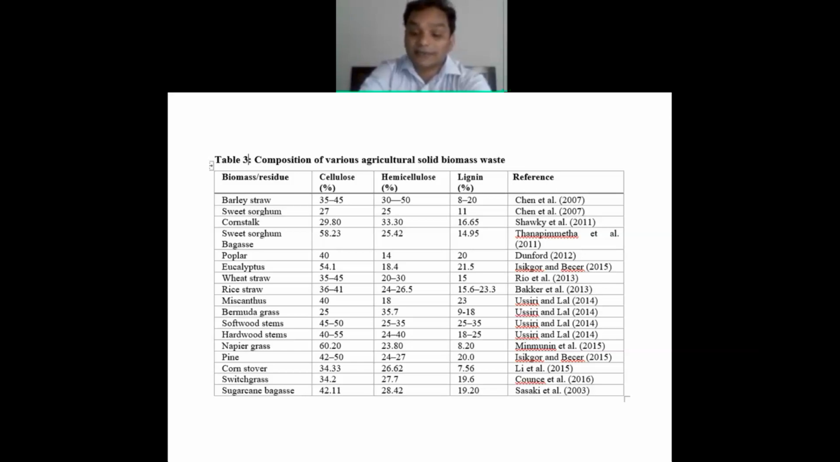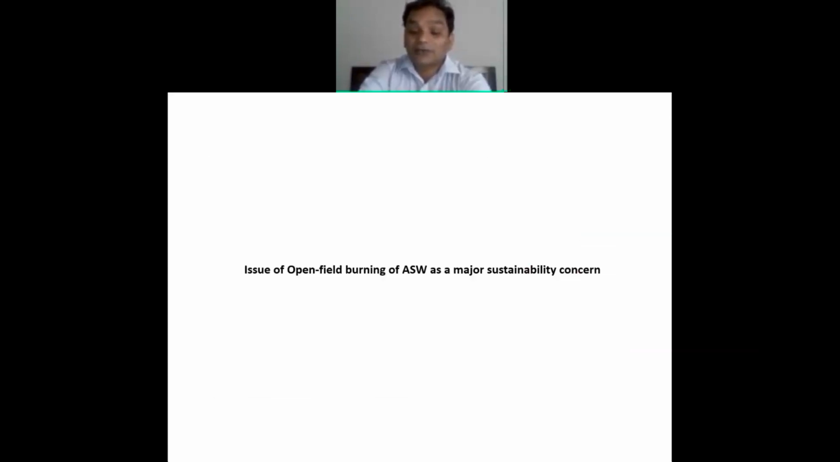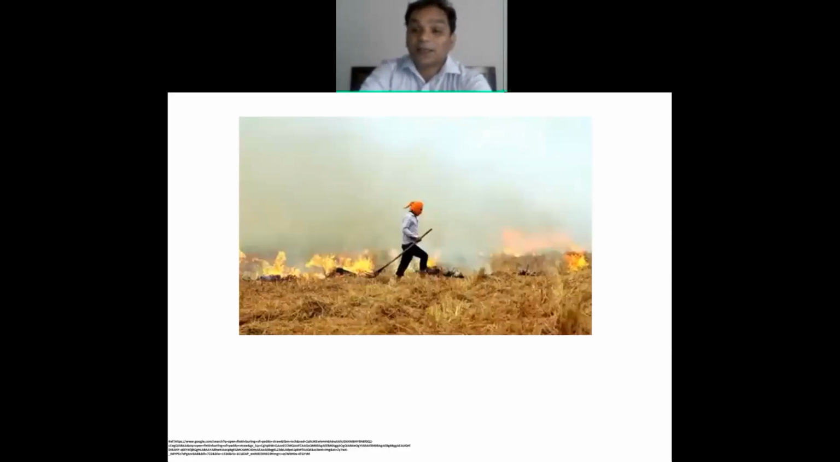But there are certain challenges associated. One challenge which has been highlighted very much in recent days is the open field burning of this raw material, which was due to lack of available technologies. It was burnt openly in the fields and is becoming a major concern for the air pollution index.